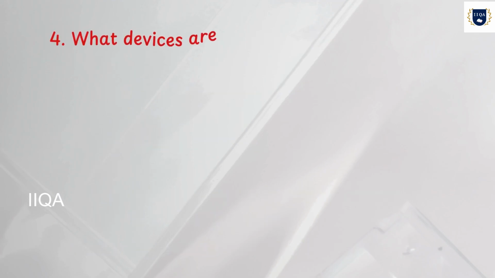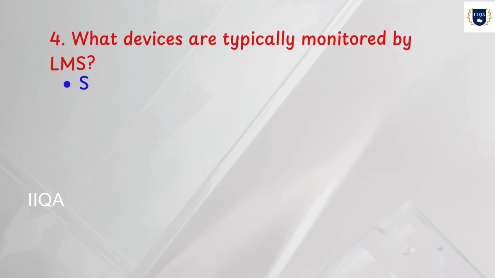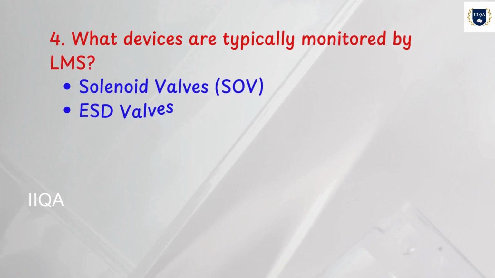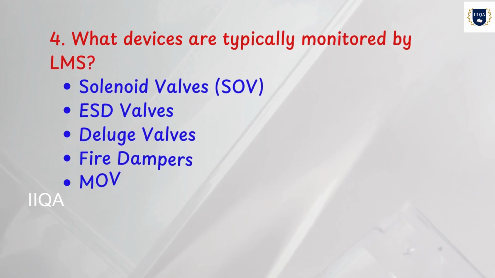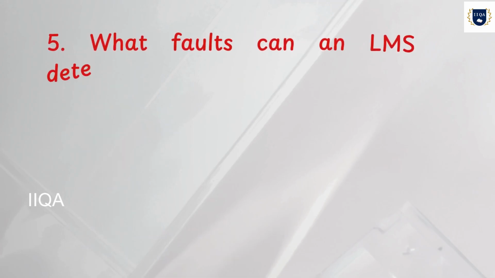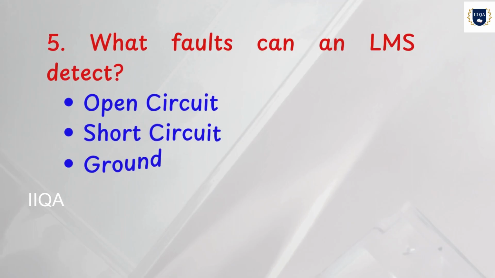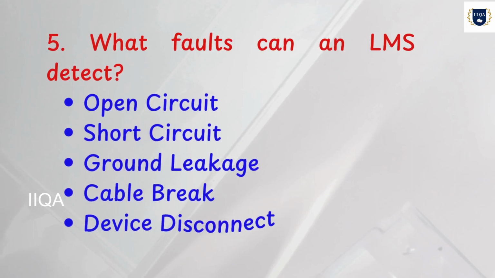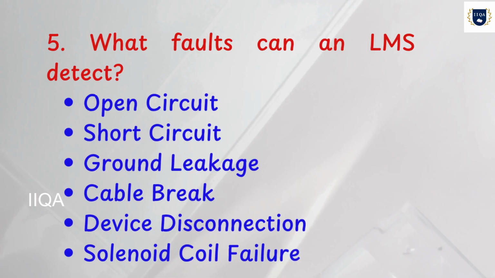What devices are typically monitored by LMS? Solenoid valves (SOV), ESD valves, deluge valves, fire dampers, MOVs, relays, alarm horns and beacons, fire and gas devices. What faults can an LMS detect? Open circuit, short circuit, ground leakage, cable break, device disconnection, solenoid coil failure.